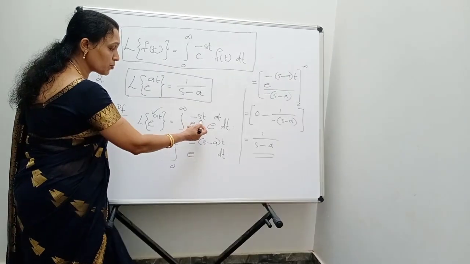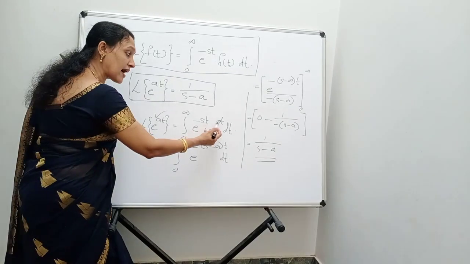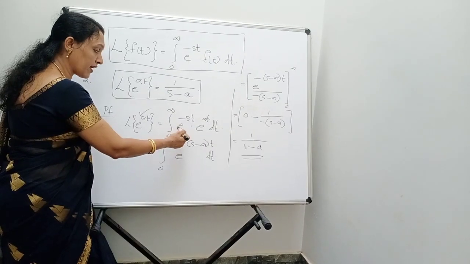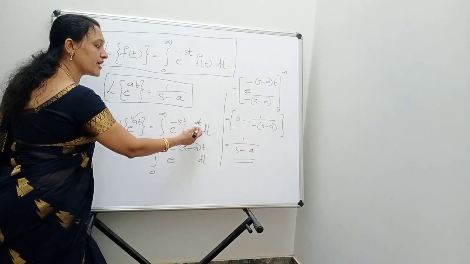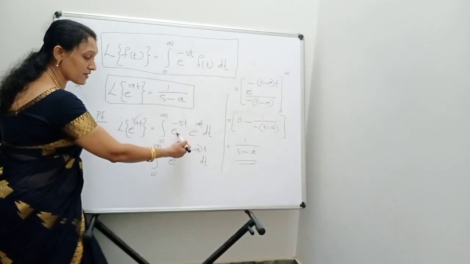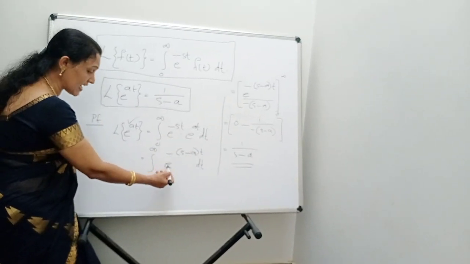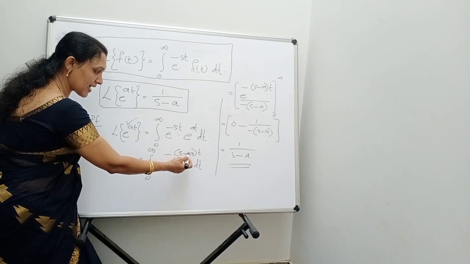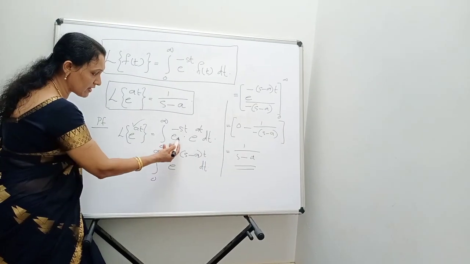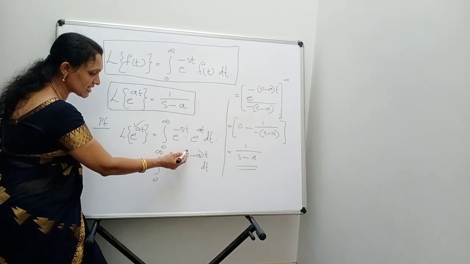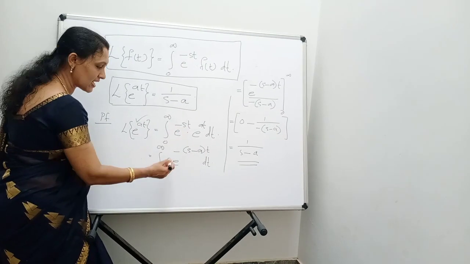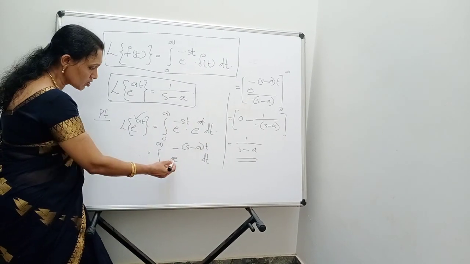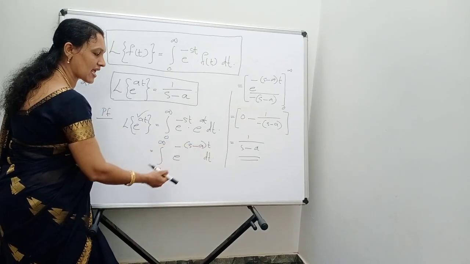Now e raised to minus st and e raised to at are exponential terms. By the exponential rule, we know a raised to m into a raised to n is a raised to m plus n. So when I combine these two exponentials, this is e raised to, let me take a minus sign outside, minus of s minus a into t. You can verify whether we get the same answer. Multiply minus s into t, it is minus st, and minus into minus a into t is plus at. So e raised to minus of s minus a into t dt.